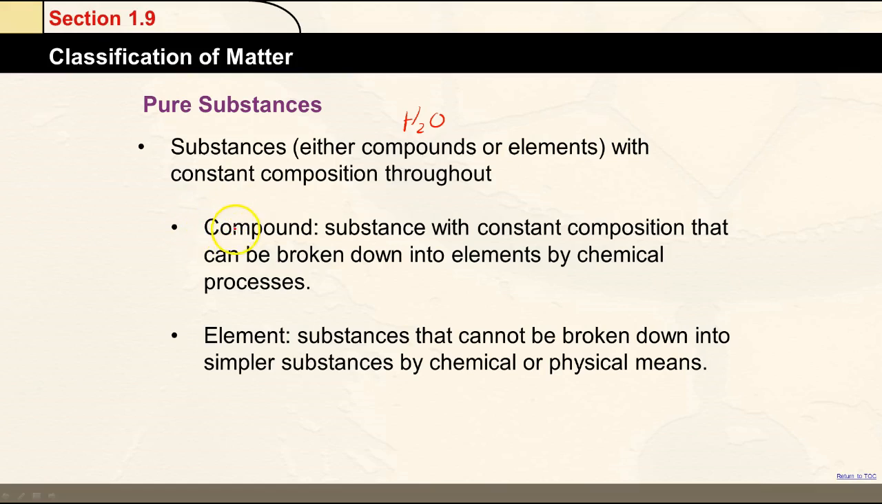Compounds, though, we can break down into their individual elements with chemical processes. So you can break down H2O through a chemical process into the hydrogen and the oxygen that make it up. Those would be the two elements that make up water. Elements, however, cannot be broken down into a simpler substance by chemical or physical means. They can be broken down into protons, neutrons, and electrons, but not by a chemical process and not by a physical process. That requires something different to break it down further.